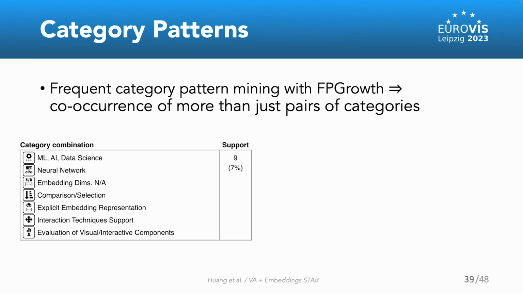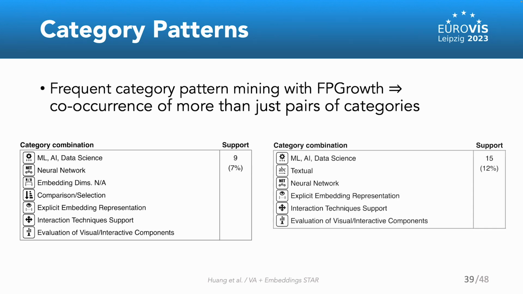Shorter patterns occur more frequently, with up to 15 entries supporting the pattern of the AI/ML domain, text input data, neural networks, and interactive visualization and evaluation concerns.